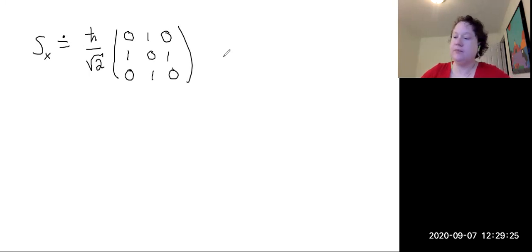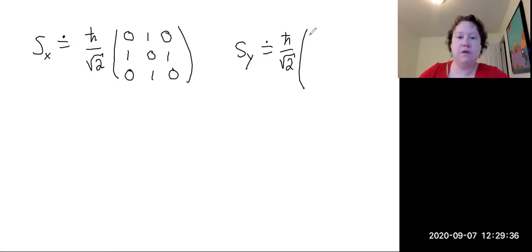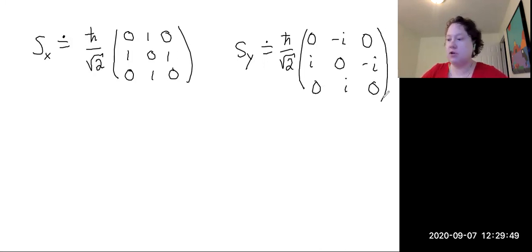This way. And that Sy can be represented by the matrix h bar over the square root of 2 of 0, minus i, 0, i, 0, minus i, 0, i, 0. So notice that this one's anti-symmetric.